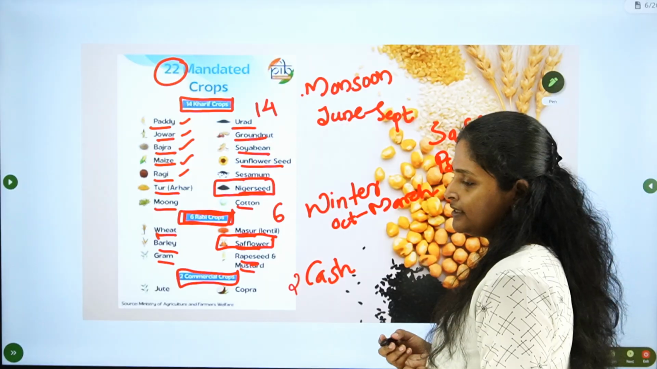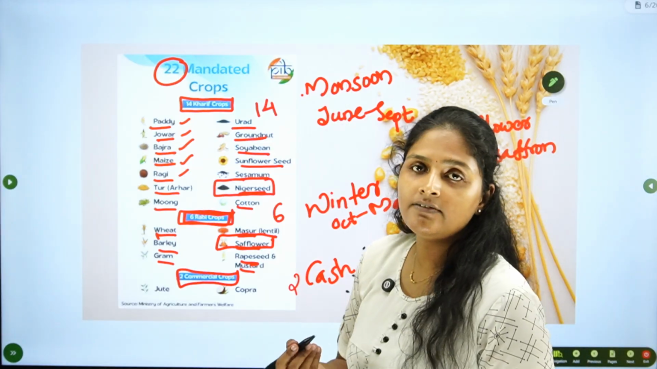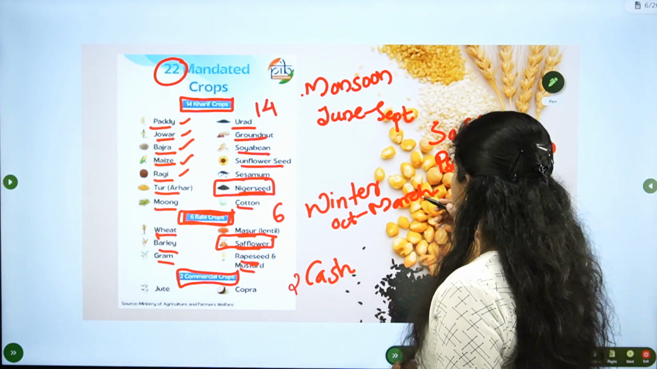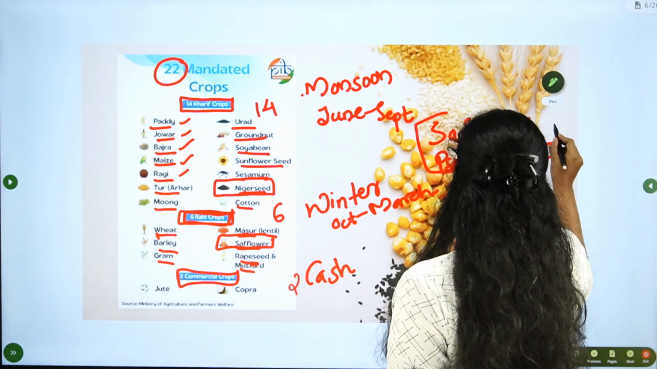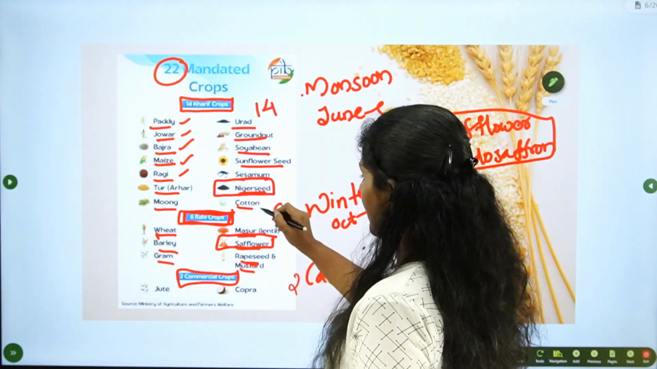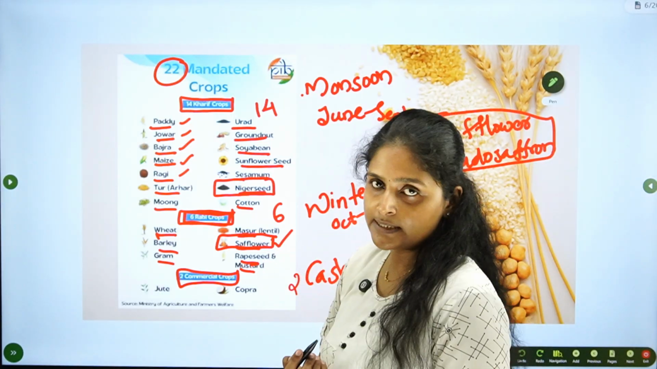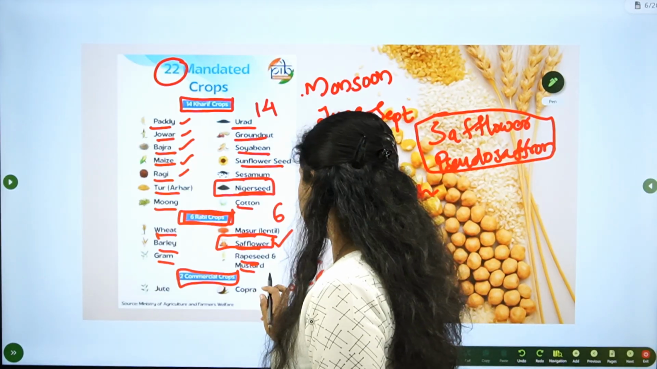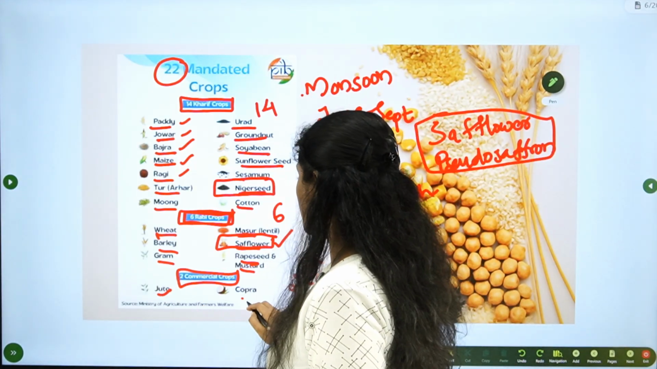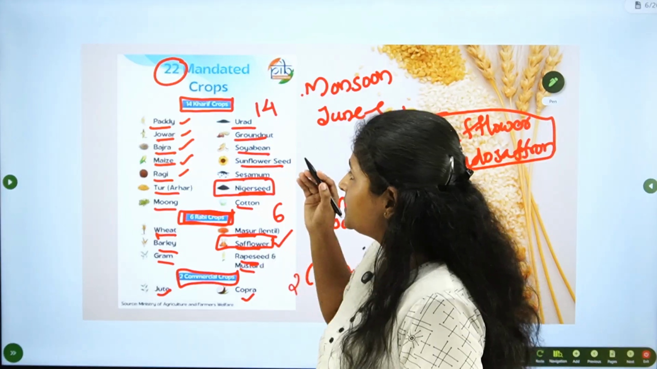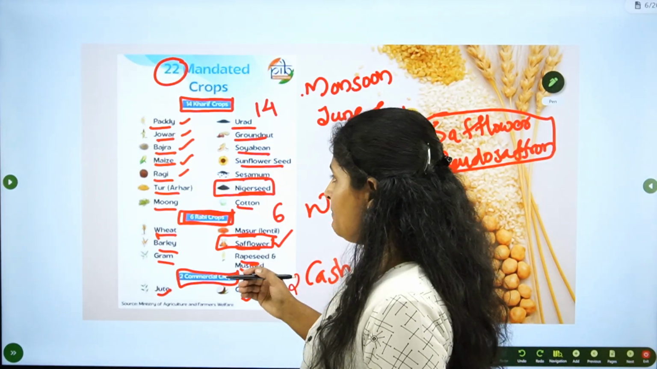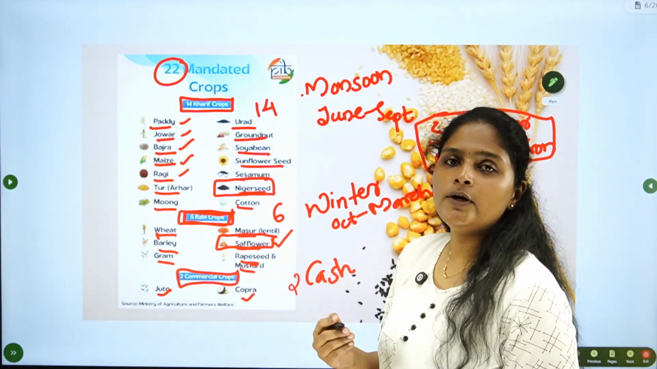It is similar to saffron. It is giving color to food. It's used in food colors. It's a rabi crop that is getting MSP. Another is the cash crops, jute and copra. These are the 22 crops that get MSP. This is all about MSP.